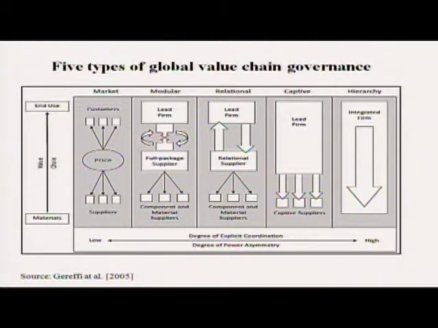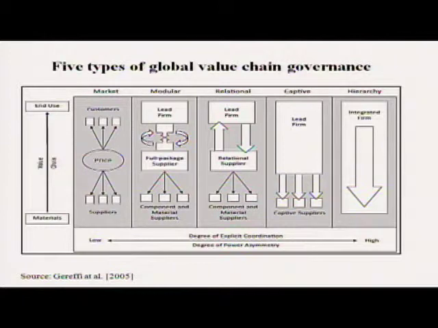The far right side, hierarchy, is just your vertically integrated firms. That's where ownership really does make a big difference. So if you think about your traditional mining companies, your automobile companies to a large degree, a lot of the capital or technology intensive industries, vertically integrated production networks are how they operate. So hierarchy is quite important in terms of the ownership link.